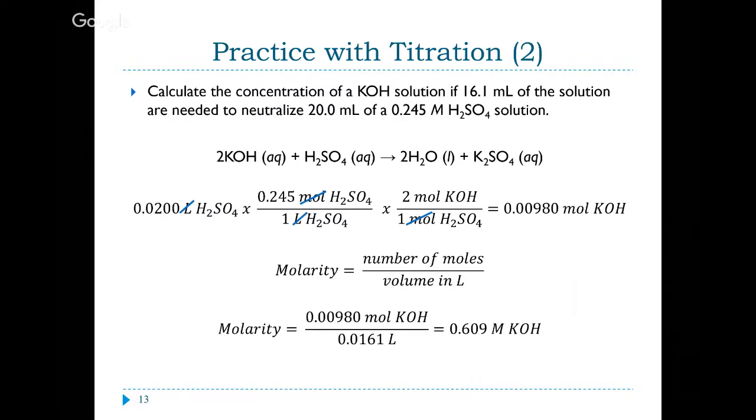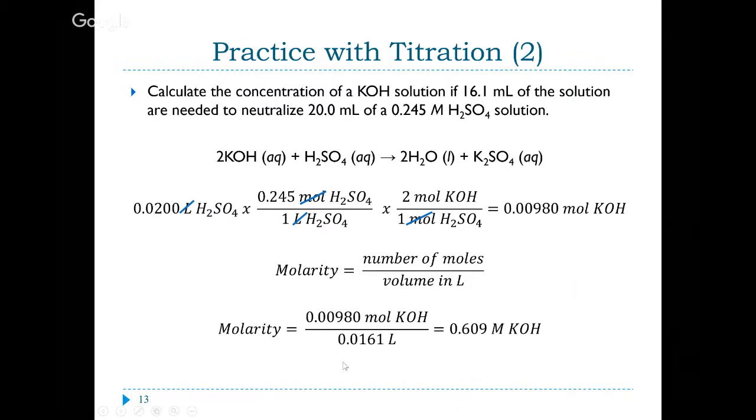So now we have to look at what happens when we don't have a one-to-one relationship. Calculate the concentration of a potassium hydroxide solution if 16.1 milliliters of the solution are needed to neutralize 20.0 milliliters of a 0.245 molar sulfuric acid solution. So here, right, sulfuric acid, when it dissociates, you get 2 protons, 2 H+, but OH you only get 1. So that means we need double the amount of potassium hydroxide to neutralize our sulfuric acid. And therefore we get 2 moles of water.